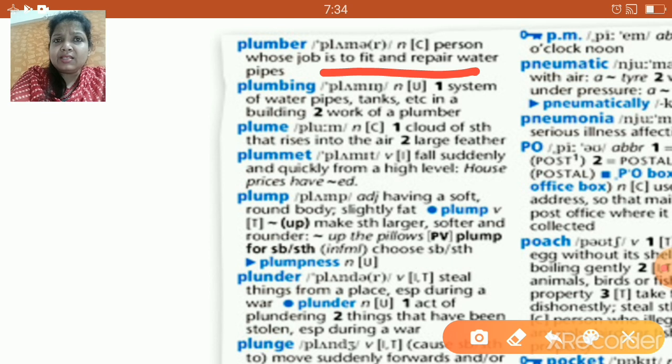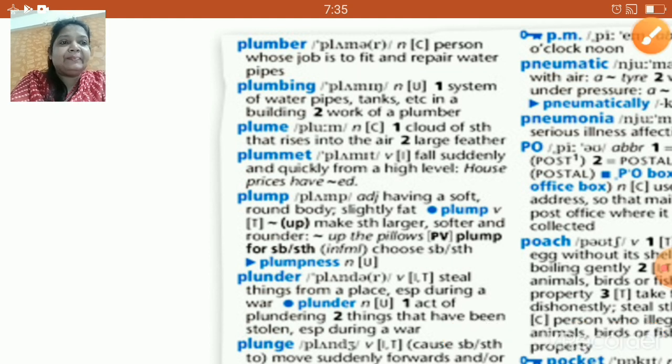Now, in this entry word, they have not given any sample sentence. They have given only one meaning. So yes, I think that's sufficient. We can understand the meaning of plumber. So children, what I mean to say is, in each and every dictionary, it's not certain that every word will have two or three meanings or two or three sample sentences. There are few words which may have only one meaning and one sentence.